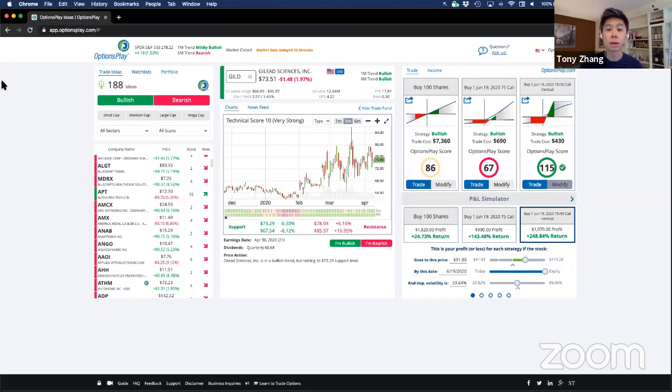Does the vertical call strategy assume that I own the underlying stock? No, you do not have to own the underlying stock in order to trade a vertical call strategy.